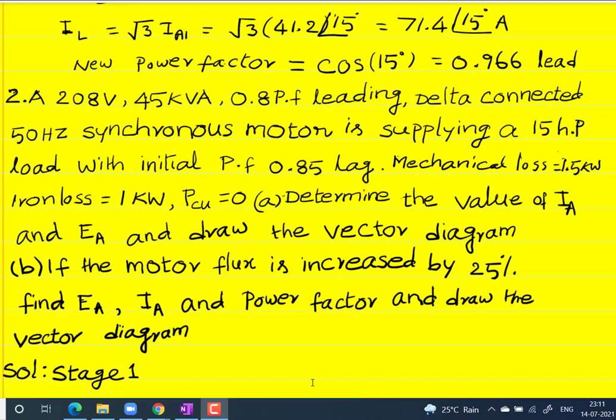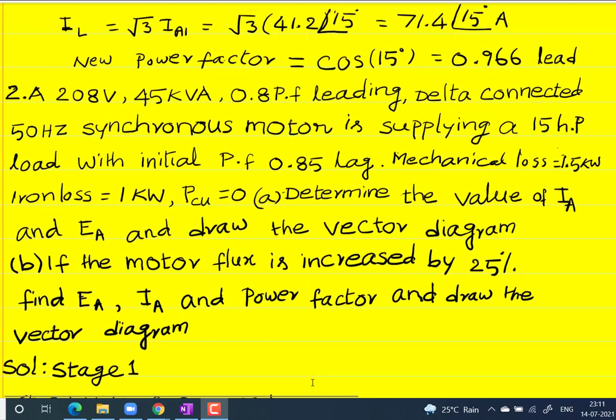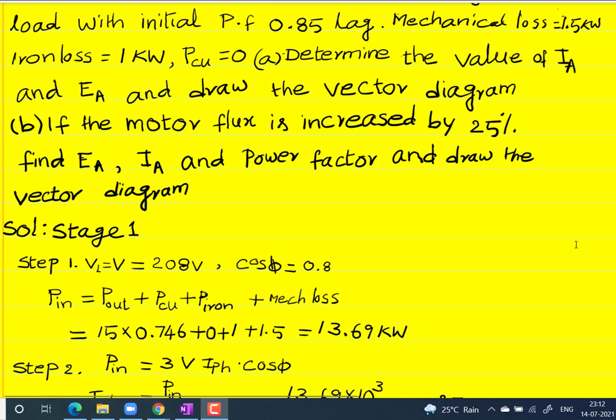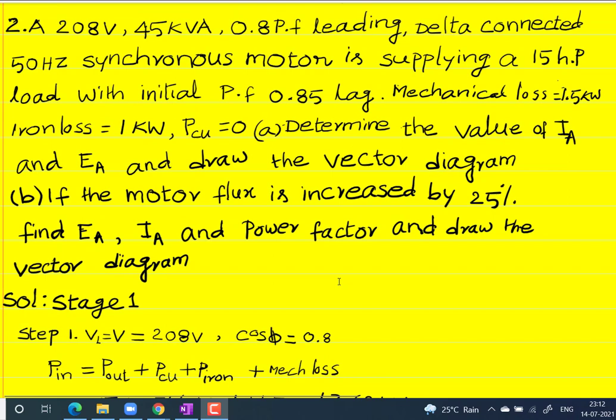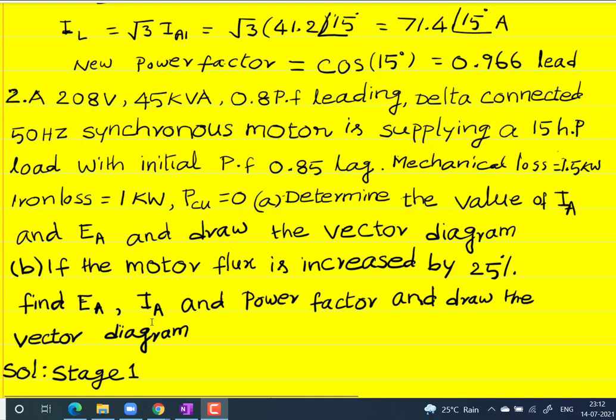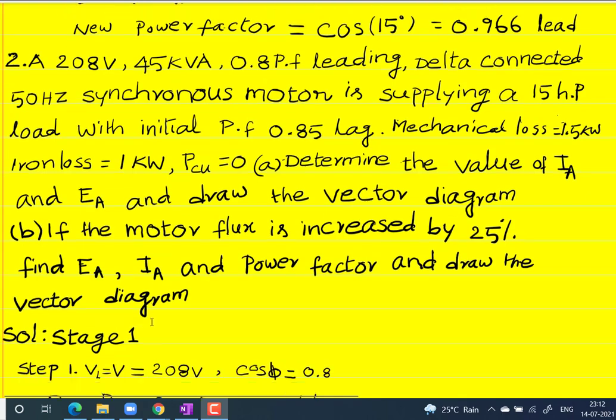So it is just similar to the previous problem with certain changes. This can be solved in two stages. Stage 1 is first to write the given data. Here it is a delta connected system, so the line voltage and phase voltage are one and the same, that is VL is equal to V is equal to 208 volts, and the power factor is given as 0.85 lagging, and 0.8 power factor leading in the first case. He also mentioned the load connected, that is 15 HP.